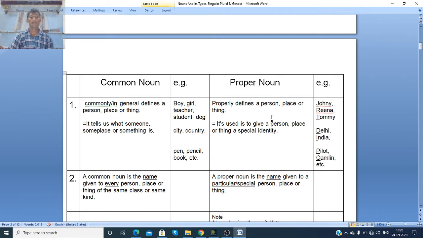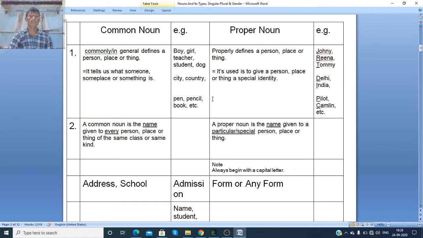A common noun commonly defines a person, place, or thing, and a proper noun properly defines a person, place, or thing. So how commonly and how properly? A common noun just tells us what someone, someplace, or something is. But a proper noun properly defines a person, place, or thing. It gives a particular name to a person, place, or thing.